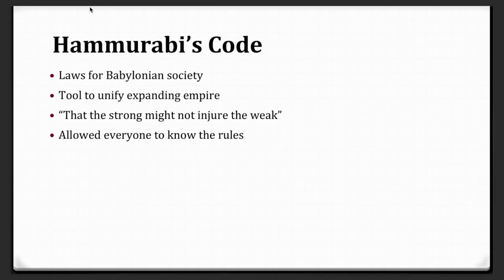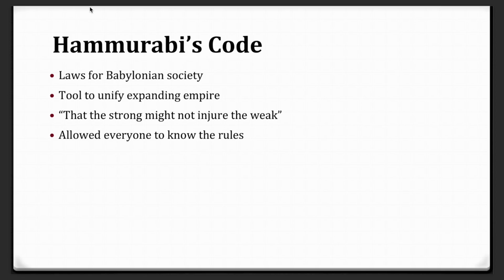Hammurabi is most famous for his law code, which is one of the oldest in the world. It's a list of 282 laws that deal with society in their different parts. Not only is it just what you should or shouldn't do, it has the punishments in there. And the government set up certain punishments for crimes so that the strong might not injure the weak.